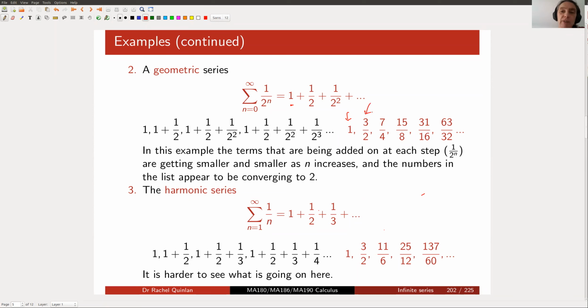Okay, fine. If we take 1 plus a half plus a quarter, then we've got 4 quarters plus 2 quarters plus 1 quarter, so we get 7 over 4. If we add on to that the next one, which is 1/8, we get 14 over 8 plus 1 over 8, so we get 15 over 8. Then we add on 1/16, we get 31 over 16, and so on.